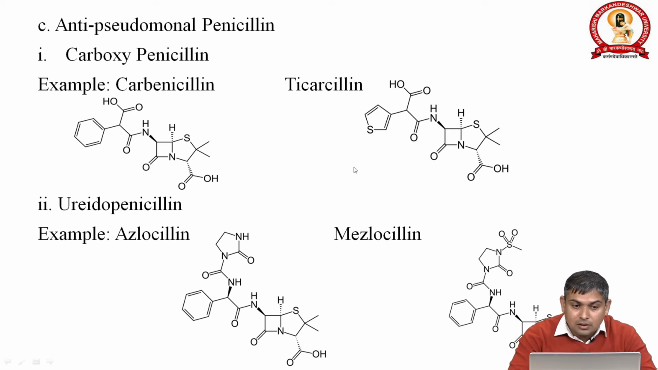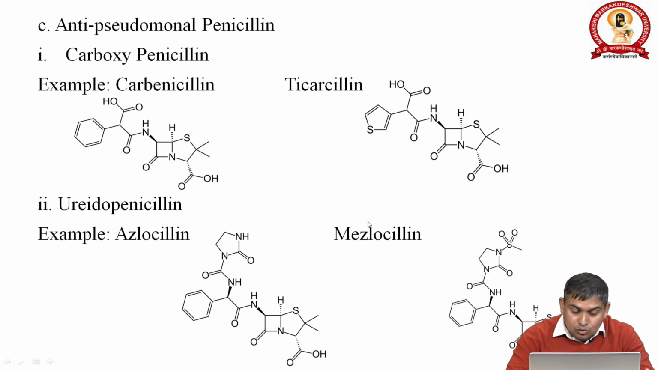The examples of carboxypenicillins are carbenicillin, which is characterized by the presence of a carboxyl substitution at the alpha carbon atom, and ticarcillin, which is characterized by a carboxyl substitution with a 5-membered heterocyclic ring, that is thiophene. The examples are ticarcillin and carbenicillin.